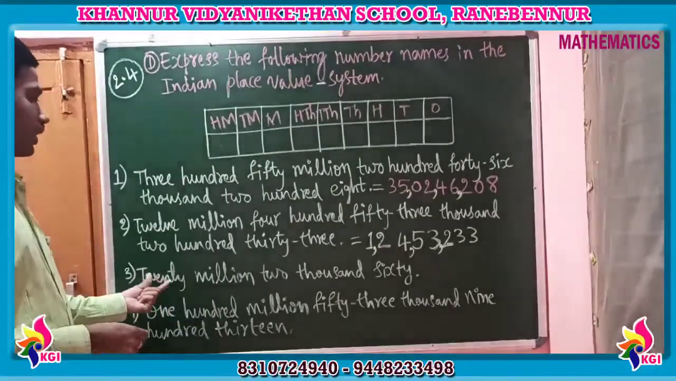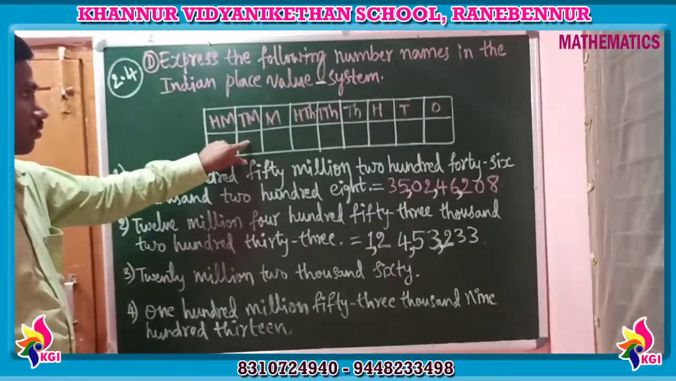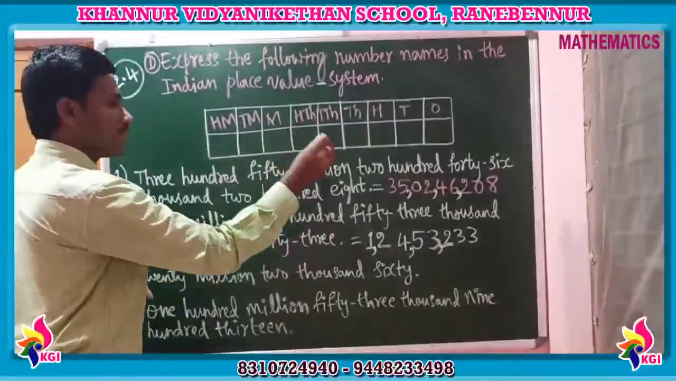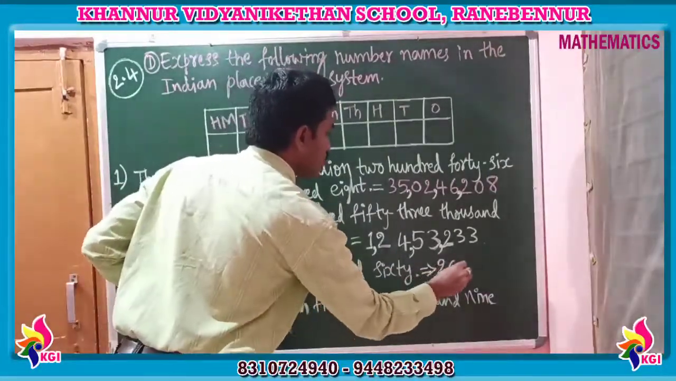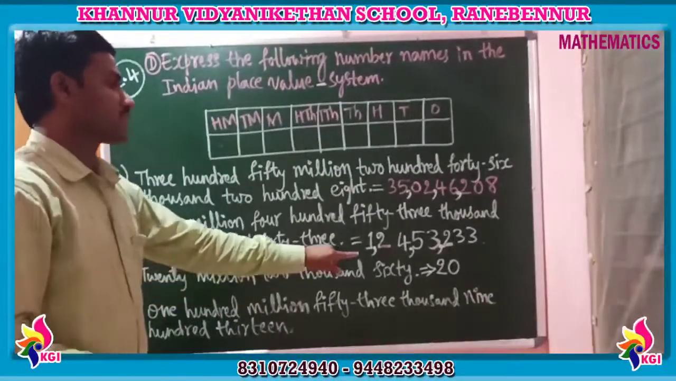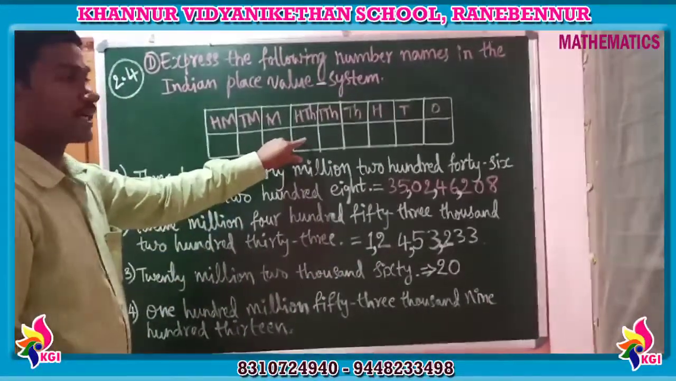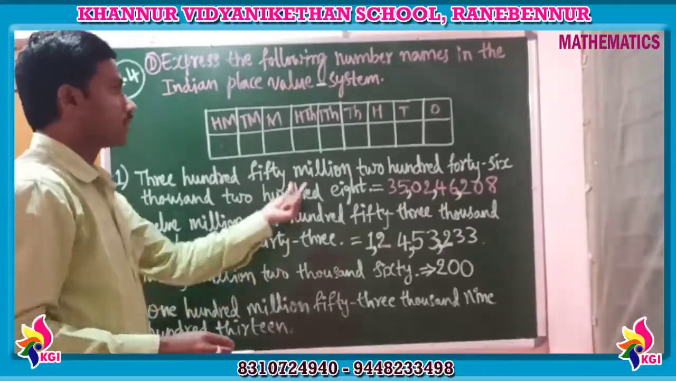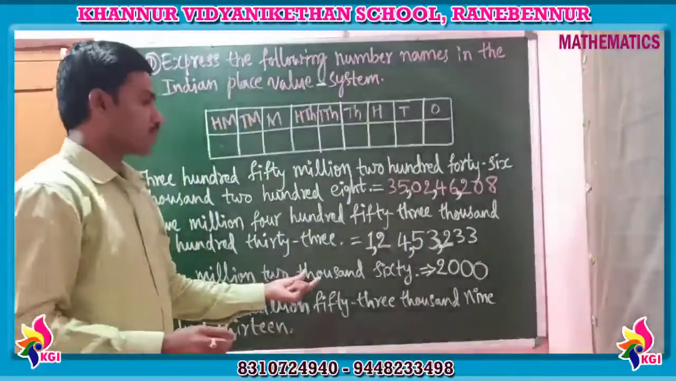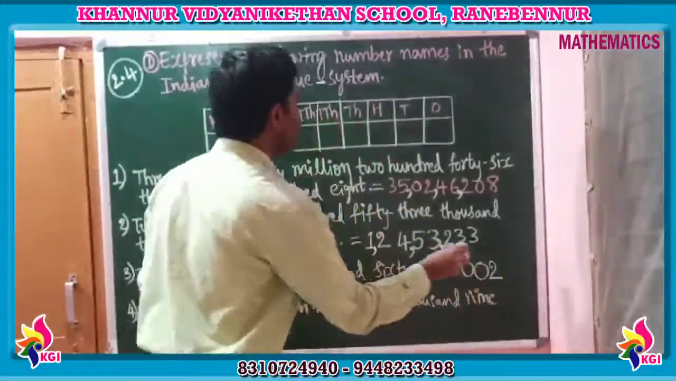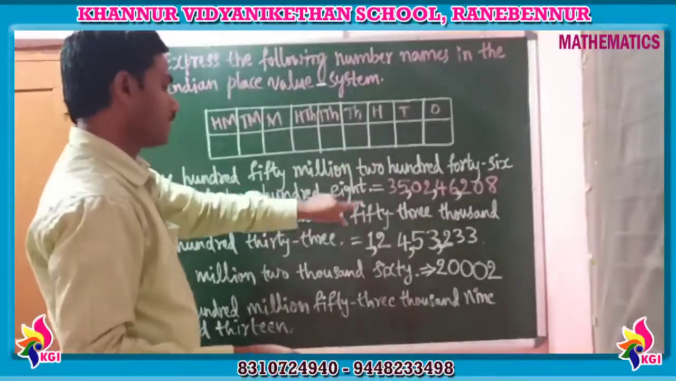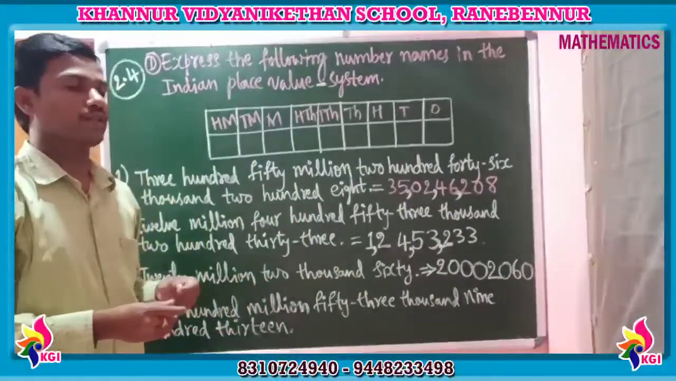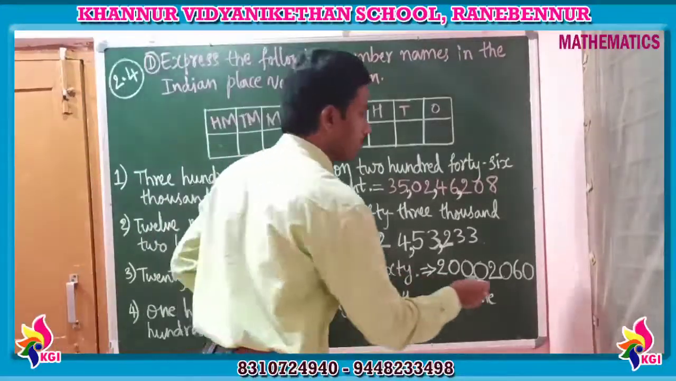Then the third one, 20 millions. Where is 20 millions? Look at the chart here. In the ten million place you write 2, then in the millions place 0, so 20 millions. Then 2060. What about the 100,000s place? You write 0. Then what about the 10,000s? That is also 0. You write 2 in the 1000s place, then 60. What about 100? That is also 0. Then 6 in the tens place and 0 in the ones place.